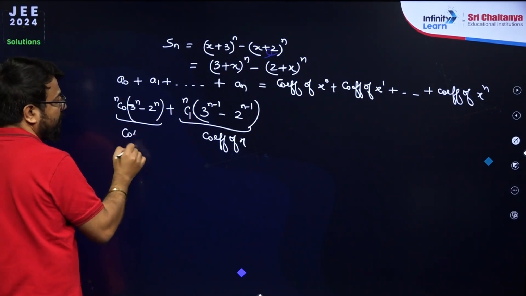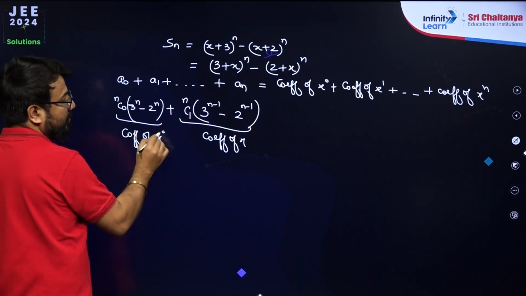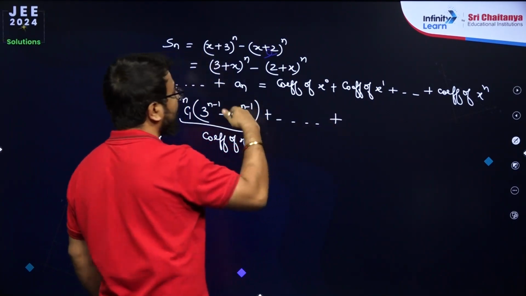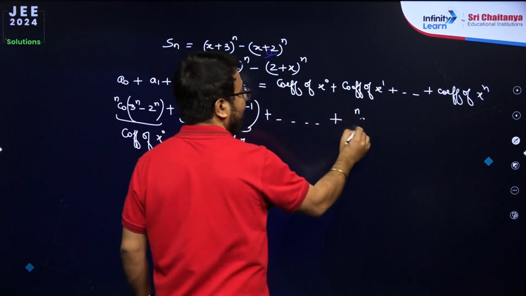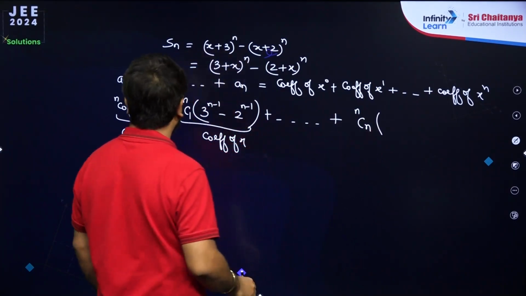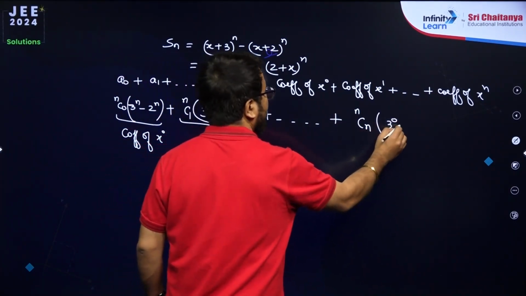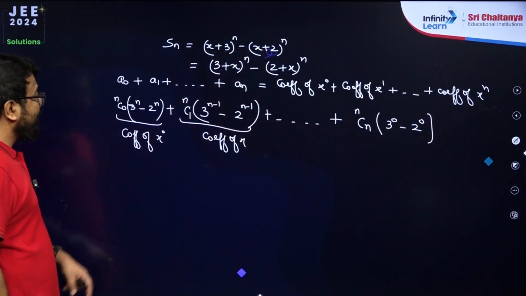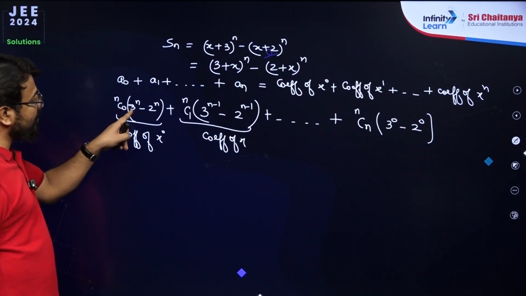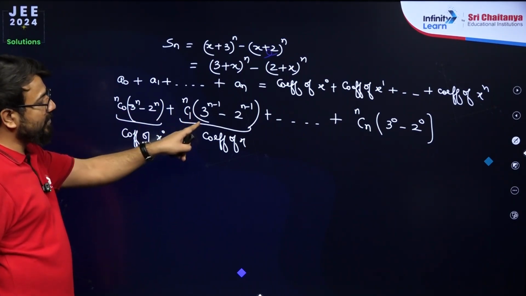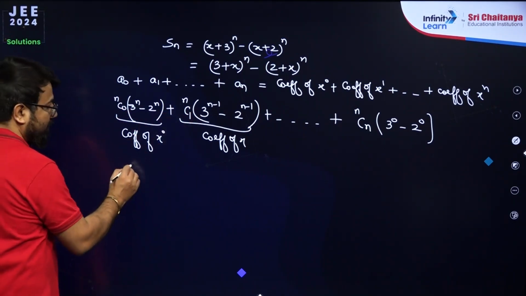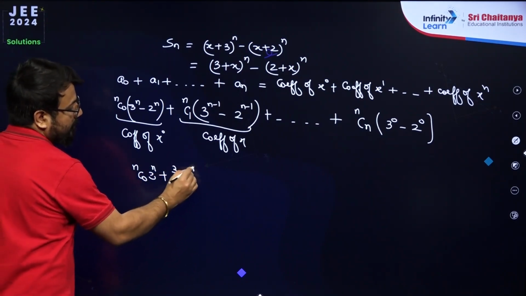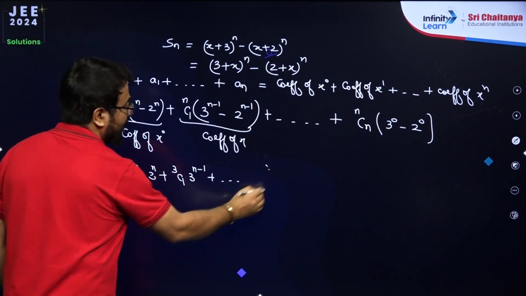This is the coefficient of x^0. Are you getting my point? It will go on continuously up till the coefficient of x^n, and that will be nCn. Here I will have 3^0 minus 2^0 for nCn. So don't you think that it starts from nC0 3^n, nC1 3^(n-1)? There are two sequences being followed here. Two types of sequences are going on.